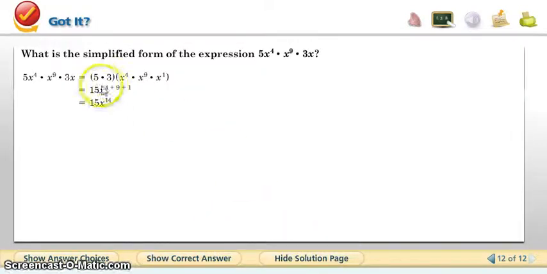And the way they got that was, again, they rearranged the order. They changed where the coefficients and the bases with x's were. They rewrote that x as x to the 1st so they wouldn't forget about the 1. And then they just simplified from there.